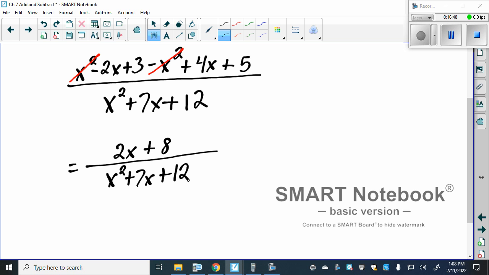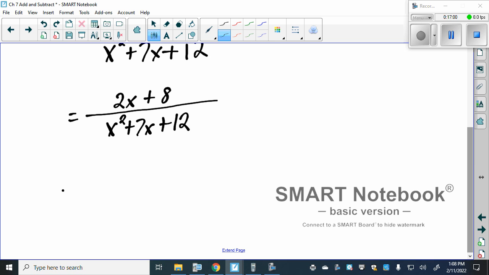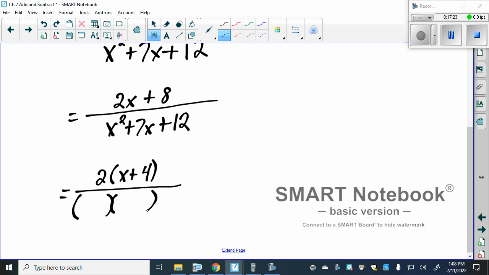Now we need to make sure that there are no common factors on top and bottom. I do see on the top that it has a greatest common factor of 2, because we can factor a 2 out. And if we do that, let's see what we're left with. 2 times x plus 4. Well, is 4 a factor of 12? Okay, so there's a good chance that there will be something that simplifies. So we'll need to factor the denominator to make sure.